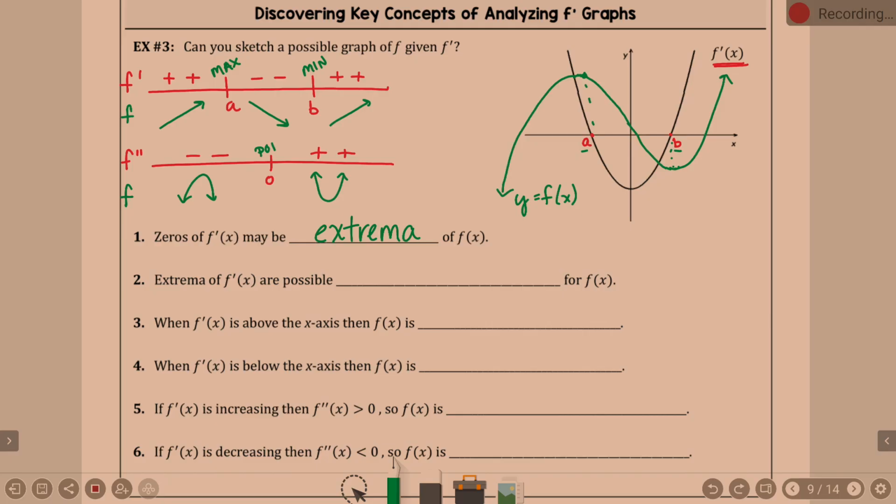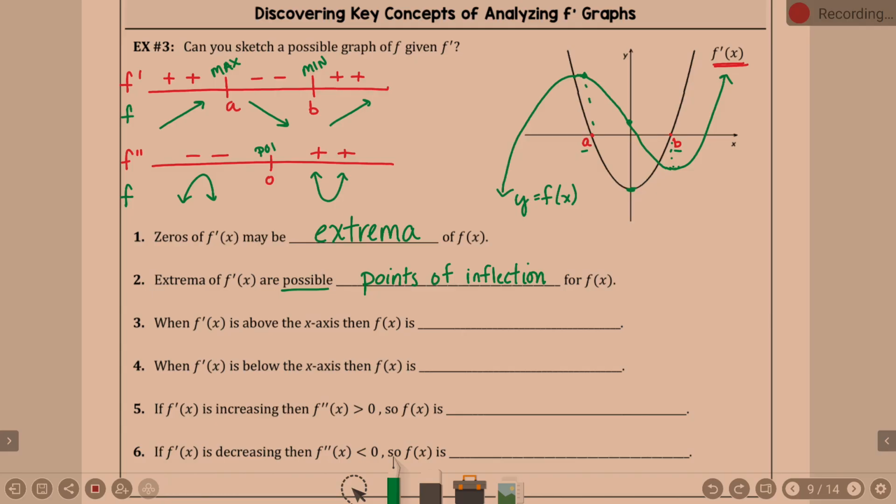So this right here, that's an extrema of f prime of x, are possible what for f of x? Well, what did we end up having here? Inflection point. So they are possible points of inflection. And notice none of this is set in stone. It's all very maybe, possibly, because it just varies.